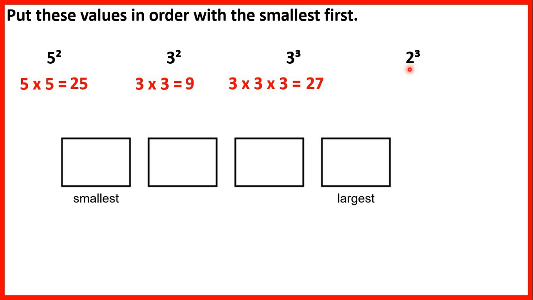And now we have 2 cubed, so that's 2 times 2 times 2. We're multiplying 2 by itself and then by itself again. 2 times 2 is 4 times 2 is 8. So 2 cubed will be our smallest number because that's the same as 8. Then we have 3 squared, which is 9. Then 5 squared, which is 25. And then our largest number will be 3 cubed because that's the same as 27.